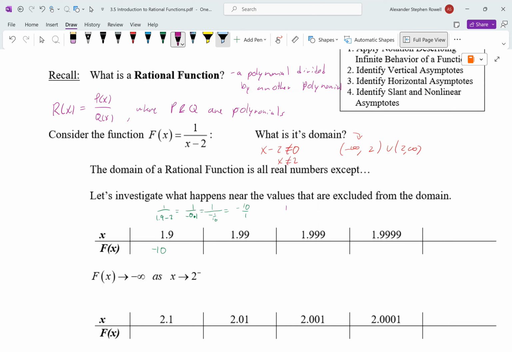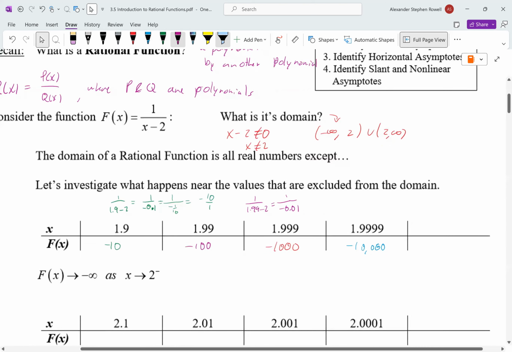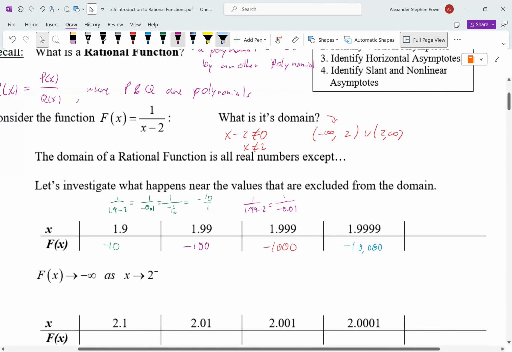What if I plug in 1.99? What do I get? 1.99 minus 2. 1 over negative 0.01. 1 over a 100th. How many times does a 100th go into 1? That's right, 100 times. What if I plug in 1.999? And the next one. So we're dividing by smaller and smaller numbers, which makes a larger and larger number. This is a very important thing to memorize. When you divide by smaller and smaller numbers, we get a larger and larger number.